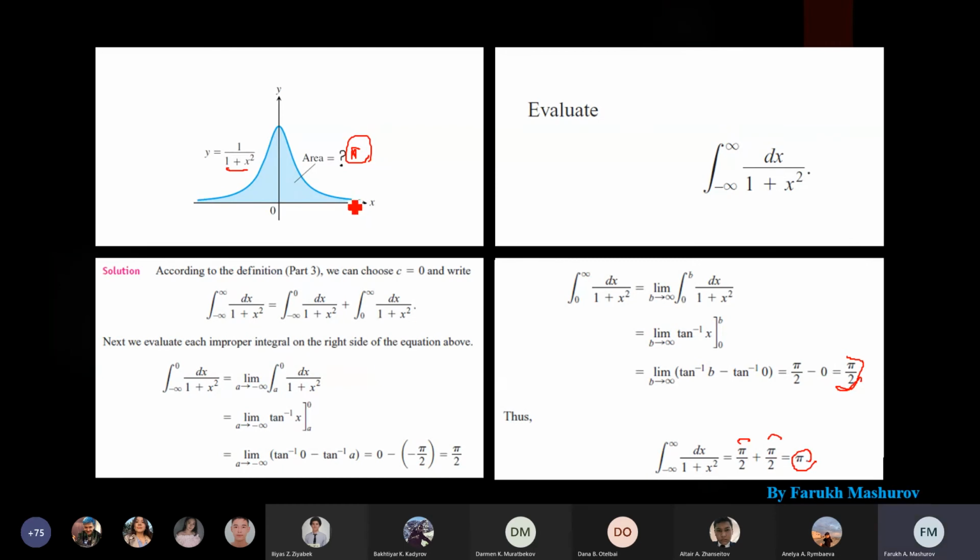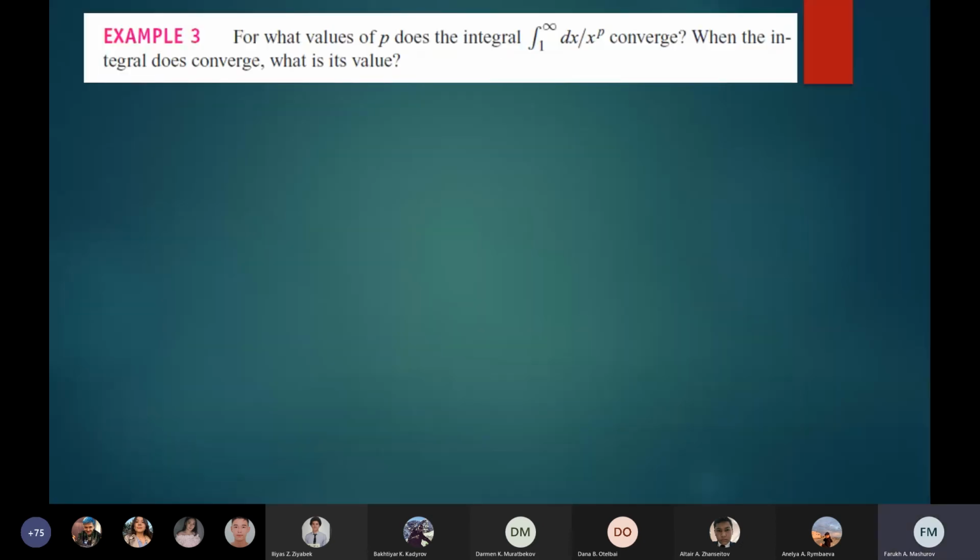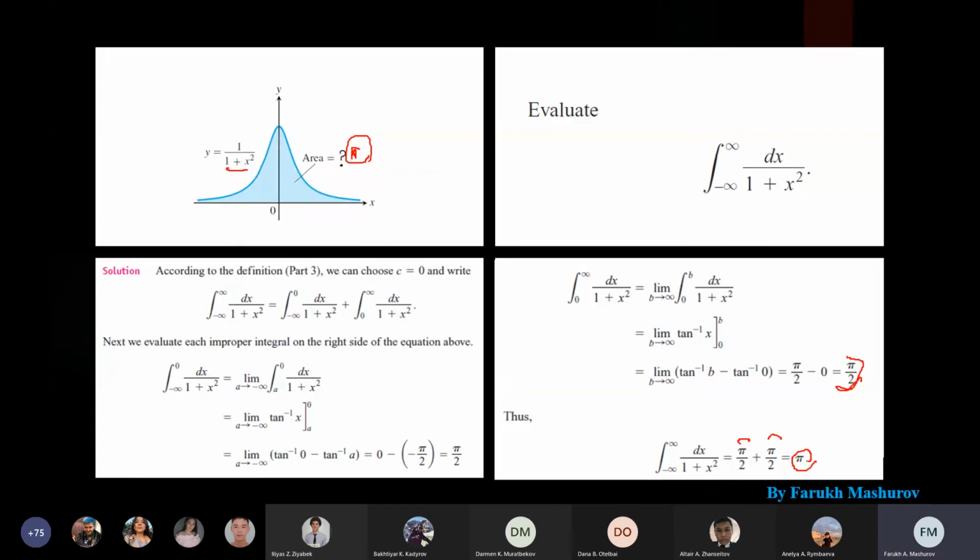Before, we saw pi in the circle, guys. Now you can see pi in the areas, guys. Okay, I think it's clear for you. Do you need some comments or do you have some questions?